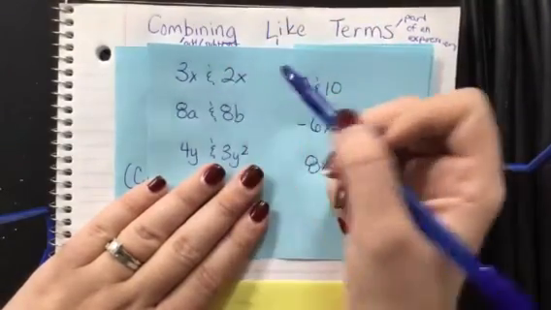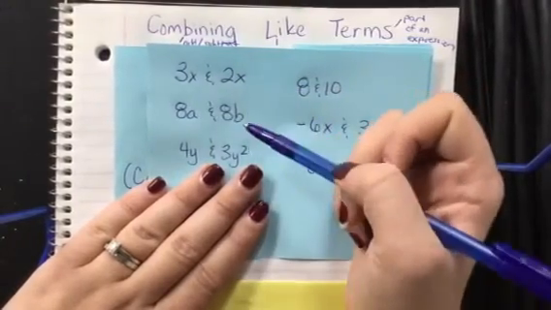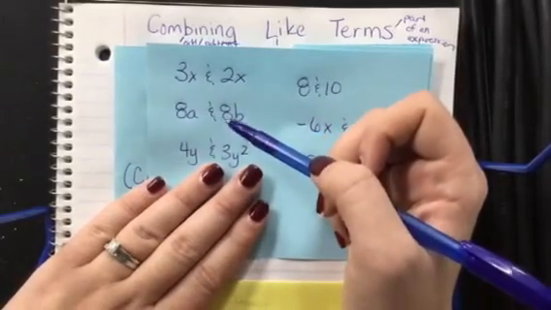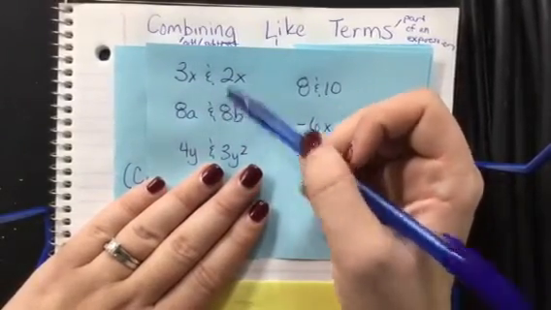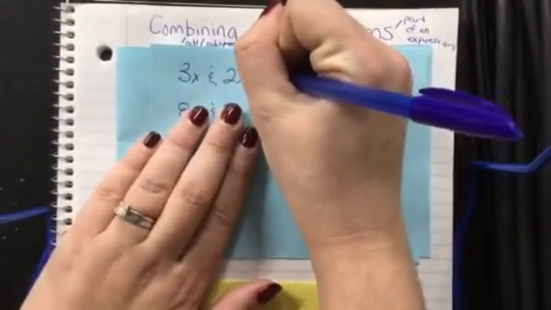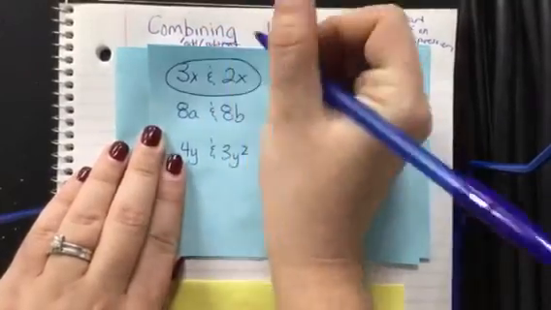What's different about 3x and 2x? Do the variables match? Yes. We're looking at variables and exponents only. So those are like. We'll circle them.